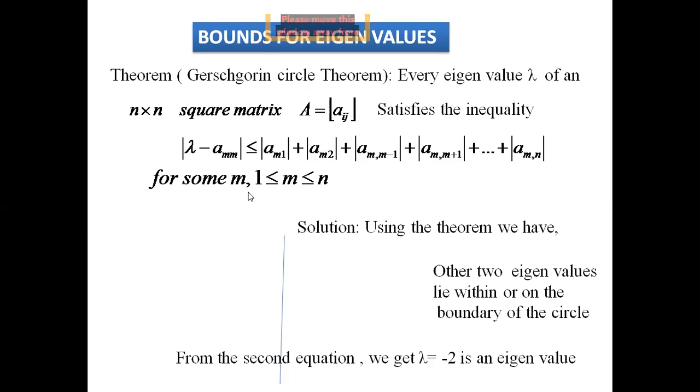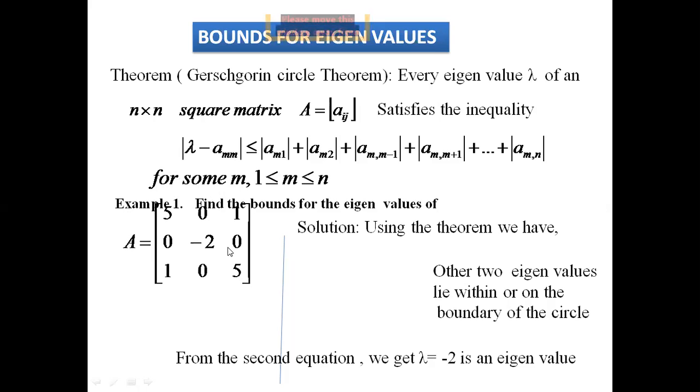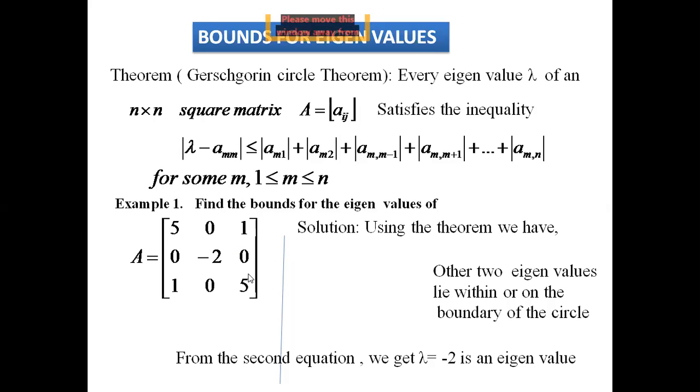One example, let us see. I'll give one example. Suppose it's asked: find the bounds for the eigenvalues of this matrix. For this matrix, you have to get the eigenvalues. So how do we get them? What are the diagonal elements here? 5, minus 2, 5. So this theorem says the eigenvalue lies, for the first row, with lambda minus 5, where 5 is a11, less than or equal to the sum of the remaining elements in that row, which are 0 and 1.